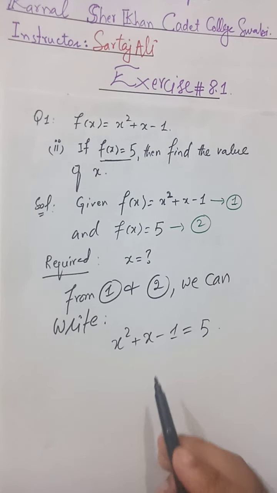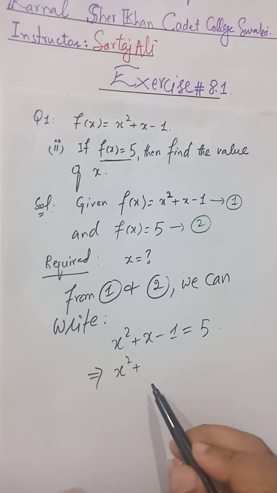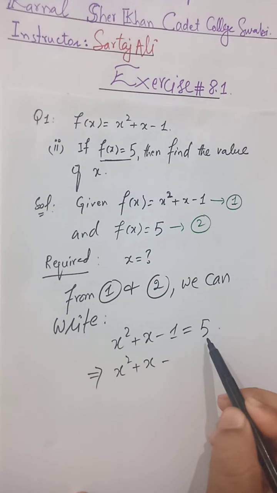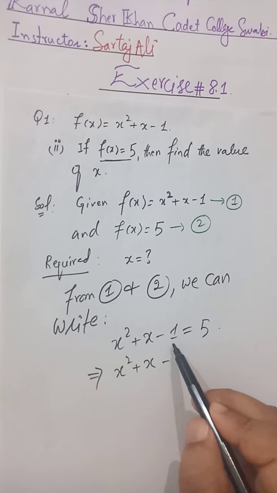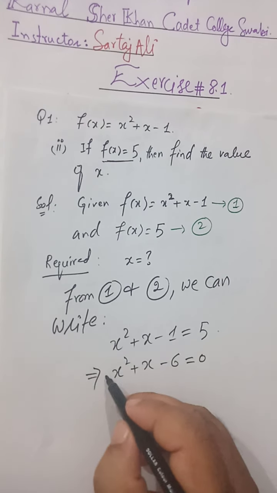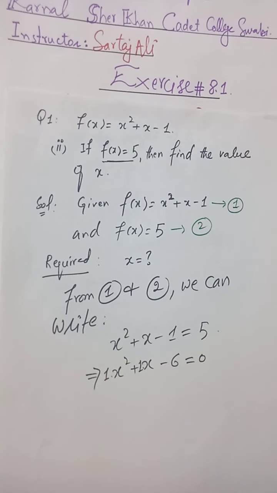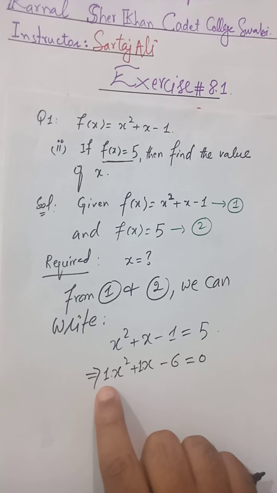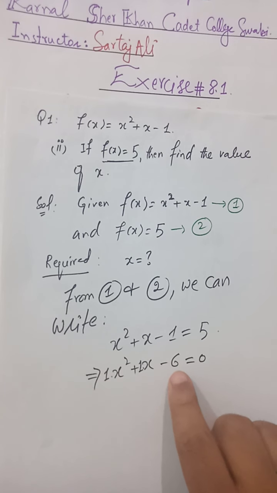So now this is a quadratic equation. x square, I'm converting it into the standard form. So when I shift 5 on the left hand side, 1 minus 5 means minus 6 equal to 0. Now the coefficient of x square is 1, the coefficient of x is 1, and the constant term is minus 6. So when I multiply the coefficient of x square with the constant term, you will get minus 6.